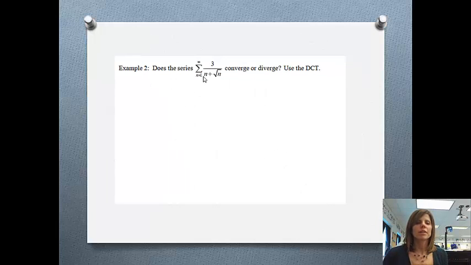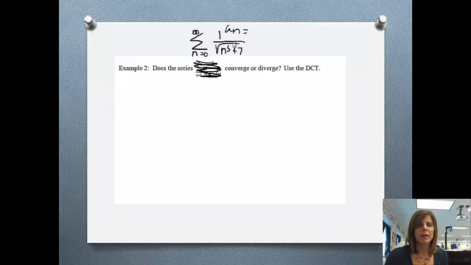All right, example 2. Again, we're just going to start with something a little bit different. Let's put the series n equals 0 to infinity, and then we have 1 over the square root of n to the 5th plus 7. All right, and we would like to know, does it converge or diverge, and we would like to use the direct comparison test. So we're going to call this one a sub n, so a sub n equals that.